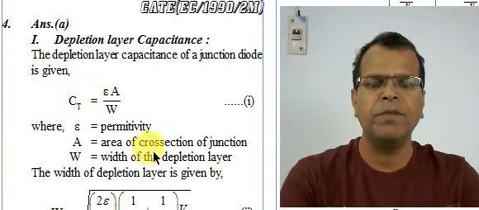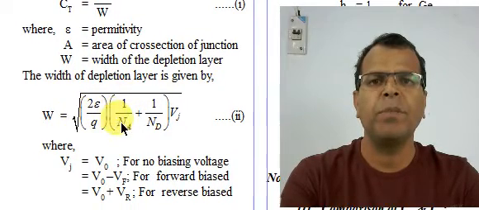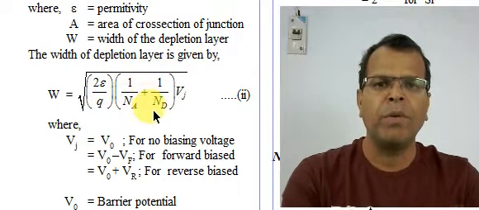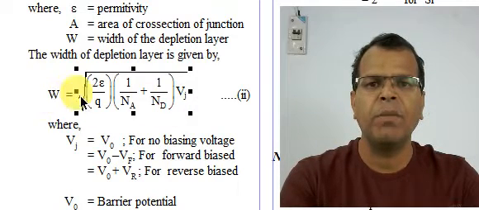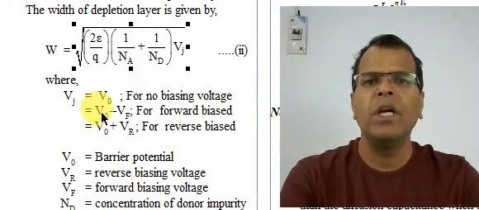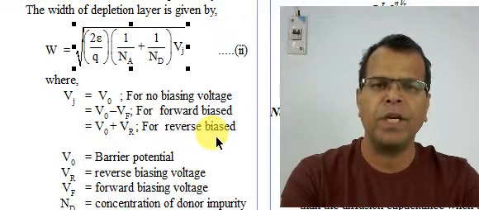W. Here epsilon is the permittivity, A is the area of cross section of the junction, and W is the width of the depletion layer. The width of the depletion layer is given by, we have already derived this expression, root of 2 epsilon by Q into (1 by Nd plus 1 by Na) into Vj. So from this expression we understand that W is proportional to root of Vj. Vj is V naught for no biasing voltage, V naught minus Vf for forward bias voltage, and V naught plus Vr for reverse bias.